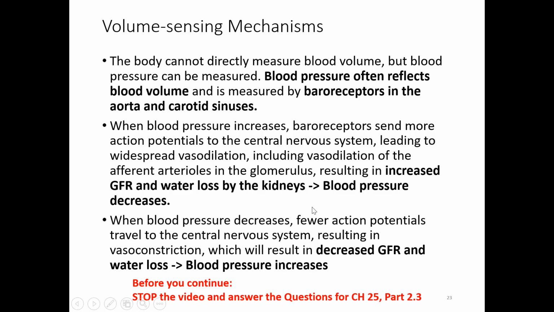back to normal. When blood pressure decreases, when it's lower, then fewer action potentials will be sent by the central nervous system, and it causes vasoconstriction. As a result, glomerular filtration rate decreases, and our body retains more water instead of losing it with urine. That increases blood pressure because volume increases.